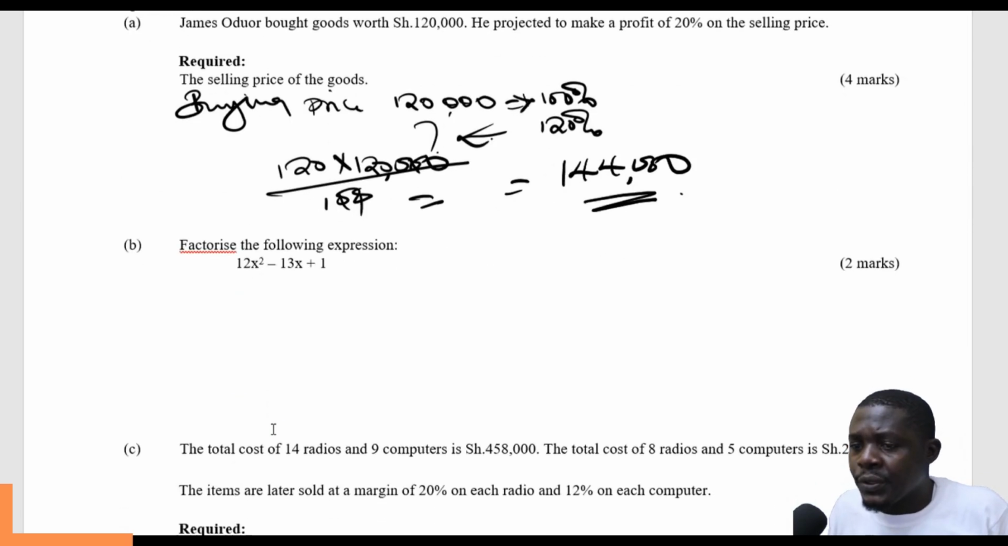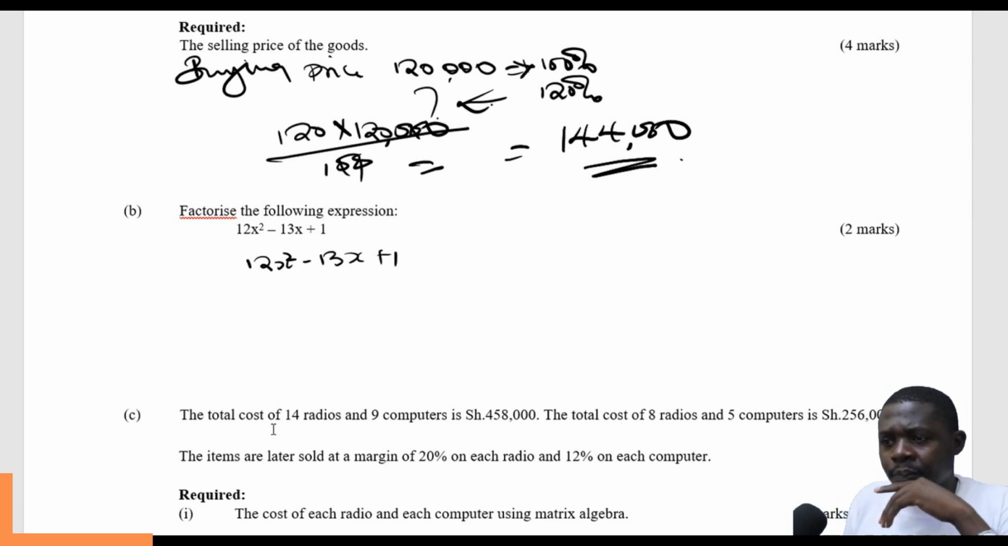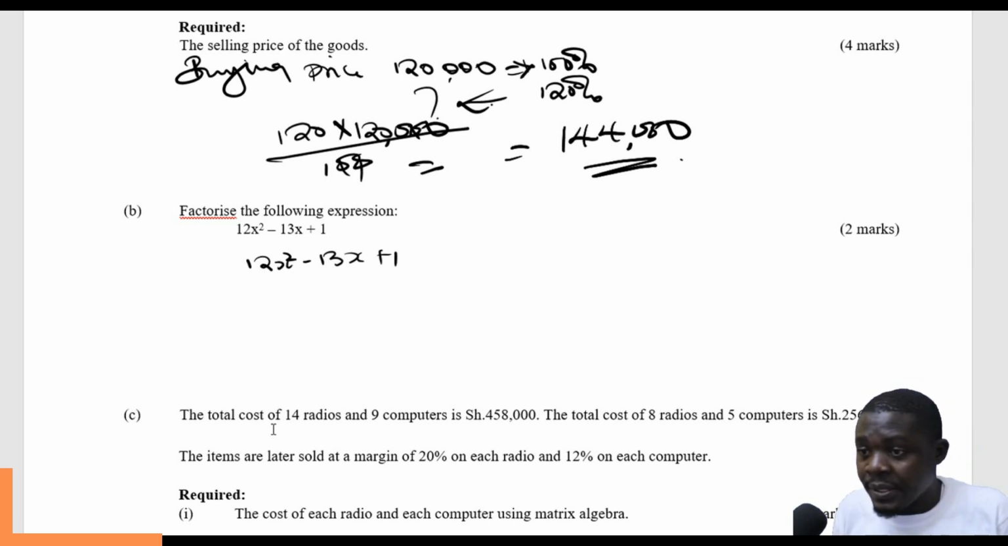Then, factorize the following expression: 12x squared minus 13x plus 1. How do we factorize? We have many formulas, but let me just use the factorization method. It is going to be A, that is B, then that is C. But we have A, C, and then B. So we are just taking 12 multiplied by 1. In that case we have 12, and then B is negative 13.